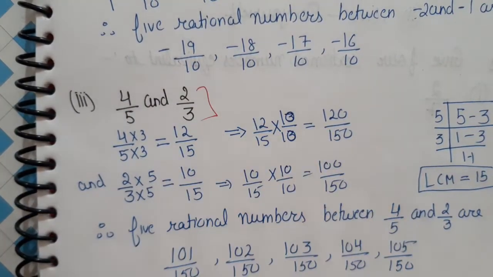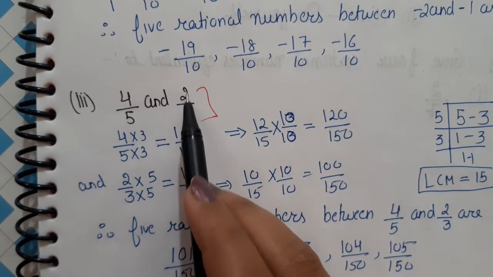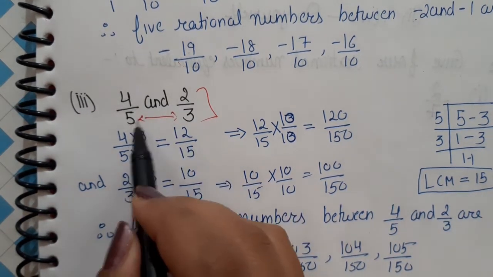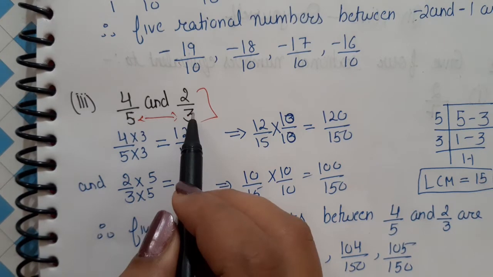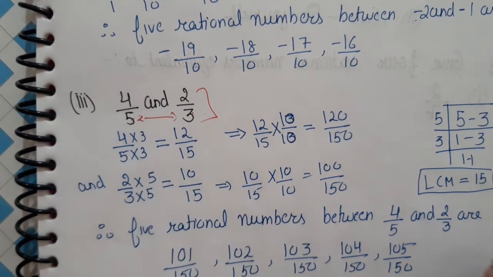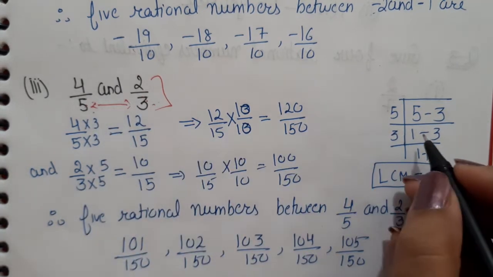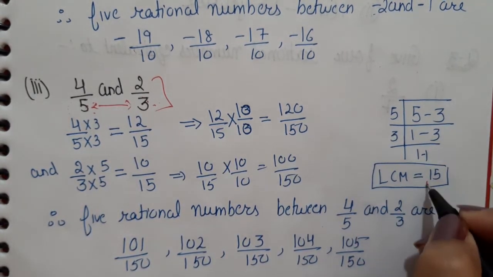Now, see this question carefully. 4 upon 5 and 2 upon 3. The first step was to make the denominators same. Now the denominators are different. Here is 5 and here is 3. So how can you make the denominators same? By taking the LCM. Take the LCM of the denominators 5 and 3. The LCM of 5 and 3 is 15.